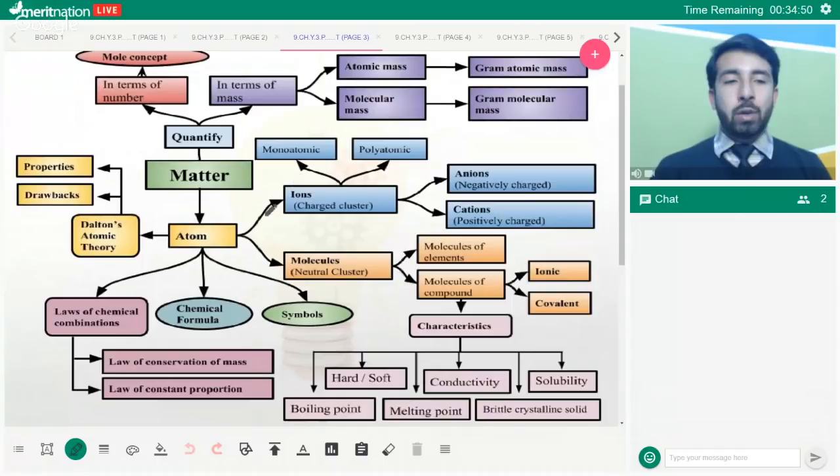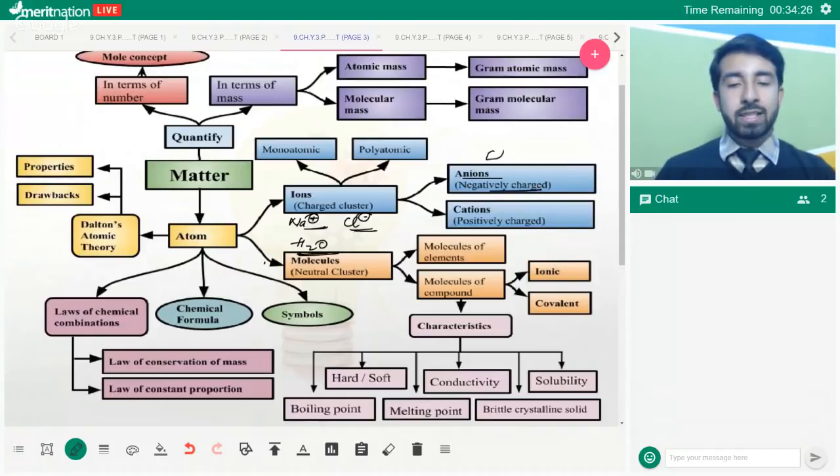Now, we are again dividing atoms into ions and molecules. Ions are basically the charged species, and molecules are neutral clusters. For example, H2O is a molecule, whereas Na plus is an ion, or Cl minus is an ion. Now, the ions are again of two types, that is anions, which includes your negatively charged ions like Cl minus, OH minus, F minus, Br minus, and many others.